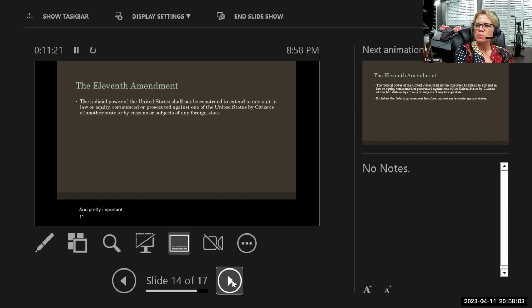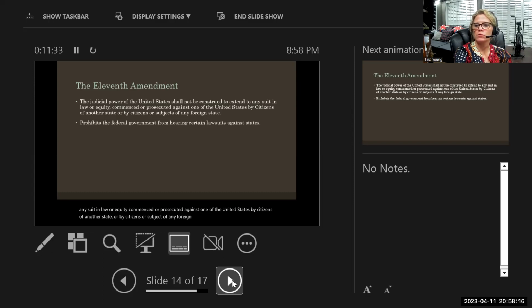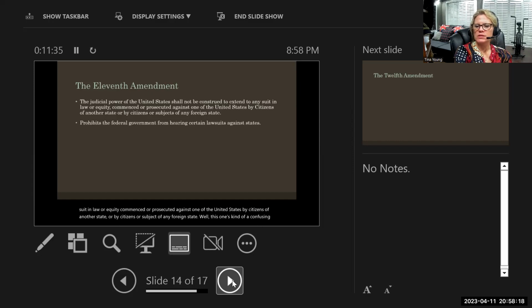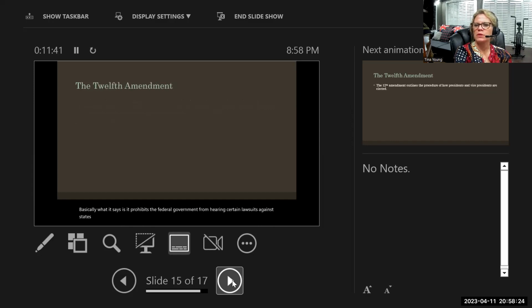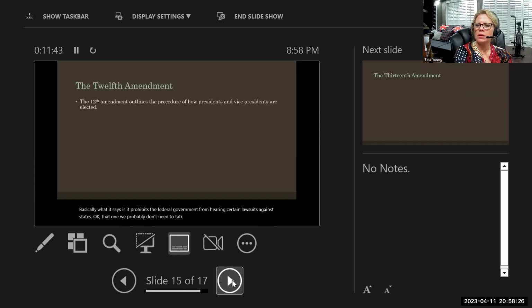The 11th Amendment: the judicial power of the United States shall not be construed to extend to any suit in law or equity commenced or prosecuted against one of the United States by citizens of another state, or by citizens or subjects of any foreign state. Well, this one's kind of confusing. Basically, it prohibits the federal government from hearing certain lawsuits against states. Okay, that one we probably don't even need to talk about. The 12th Amendment outlines the procedure of how presidents and vice presidents are elected.